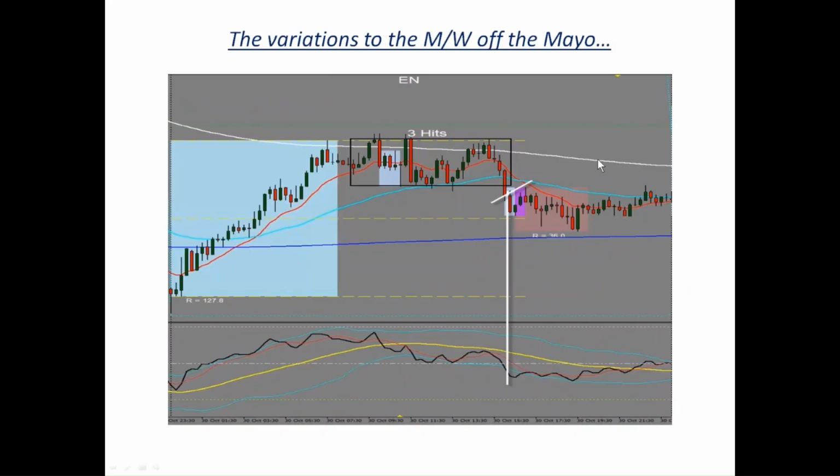Here are the variations to the M and W of the Mayo. Sometimes you get 3 hits to the high. Sometimes, see, that's why I said don't just short it here. Here will be the classic M. Right, when this one closes, second leg, railroad track neighbor pattern, RSI below, signal below the market baseline, but you're too tight.